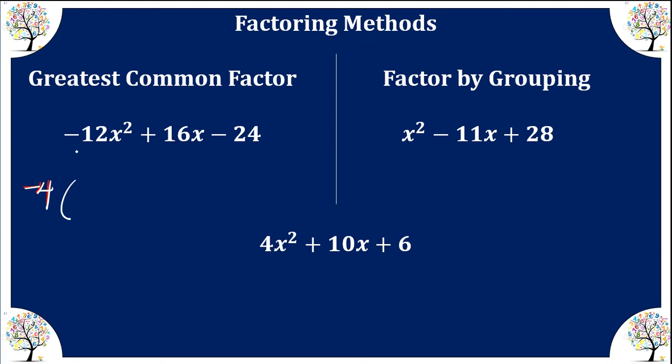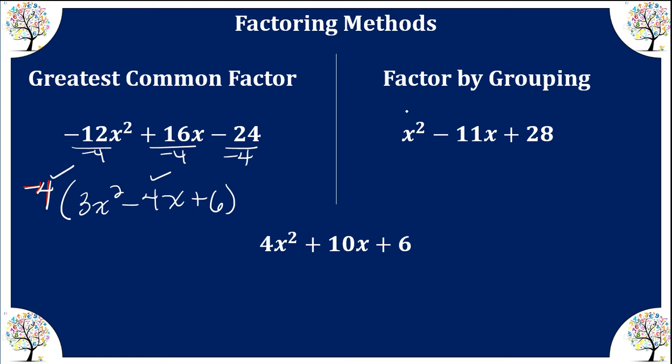So we're going to divide a -4 from each of these terms, and that will give us our remaining factor. So we have 3x squared minus 4x plus 6. So -4 is one factor, and this quadratic is the other factor. We could try to go on to see if this can factor more, but for now, I'm just showing you how you factor out the greatest common factor.